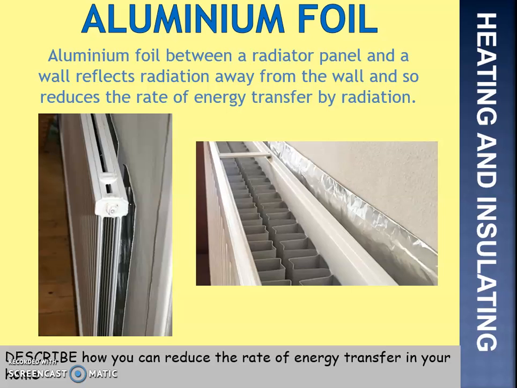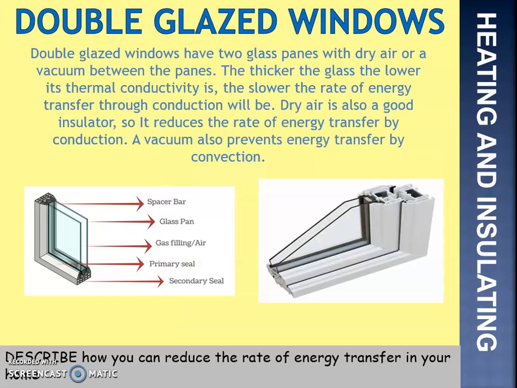The silver of the aluminium foil is a really good reflector of infrared radiation. So it reflects that infrared radiation back into the home, heating it up more. So it reduces the rate of energy transfer by radiation through the walls because it reflects that back into the house. Double glazed windows. They have two glass panes with either dry air or a vacuum between the panes.